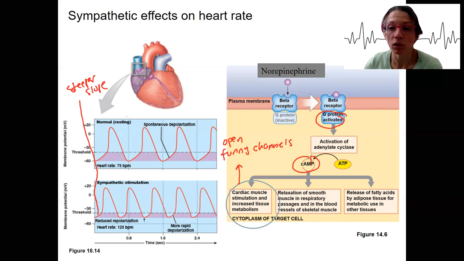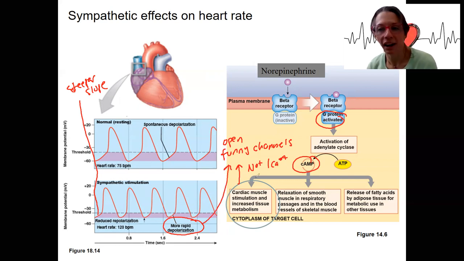If you open those more, those funny channels are what allow for the funny current, allow primarily sodium, but also calcium to flow down their gradients. That's into the cell. That's what's causing this depolarization. So more rapid depolarization occurs because we're opening up more funny currents than we would at rest. So that's norepinephrine. Where does epinephrine come from?